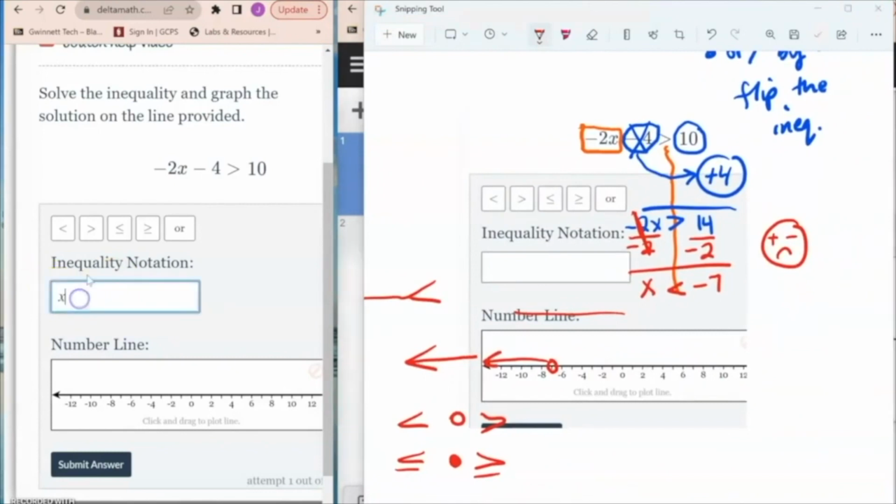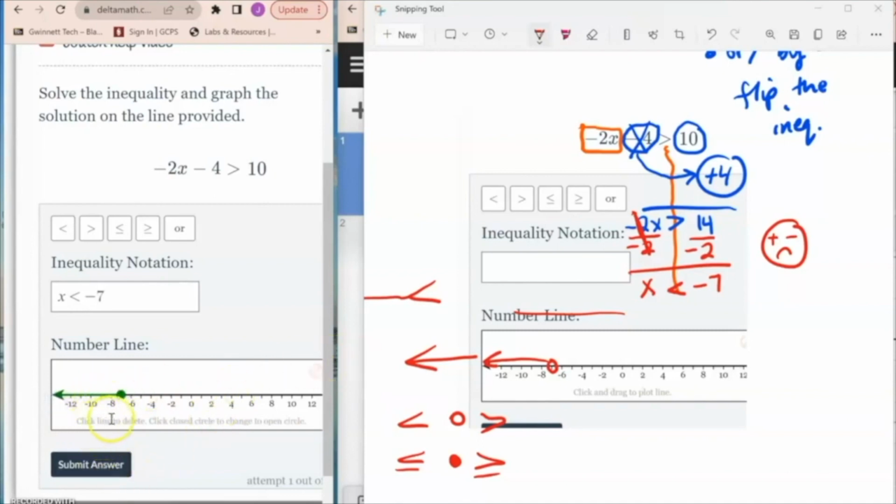So you're going to write x is strictly less than negative 7. And then to graph it, you're going to do an open circle over here. So it says click and drag to plot the line. So I'm going to click and drag. But that's a closed circle, right?